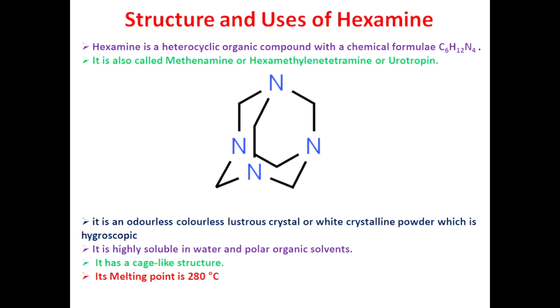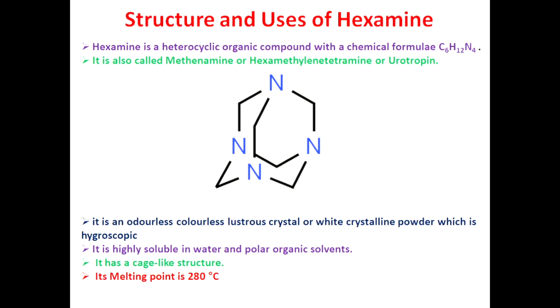In this, 4 nitrogens are connected and it is a bicyclic or tetracyclic compound. It is an odorless, colorless, lustrous crystal, meaning very shiny crystals or white crystalline powder, which is hygroscopic, meaning it will immediately react with water. That's why it is hygroscopic. It is highly soluble in water and polar organic solvents.